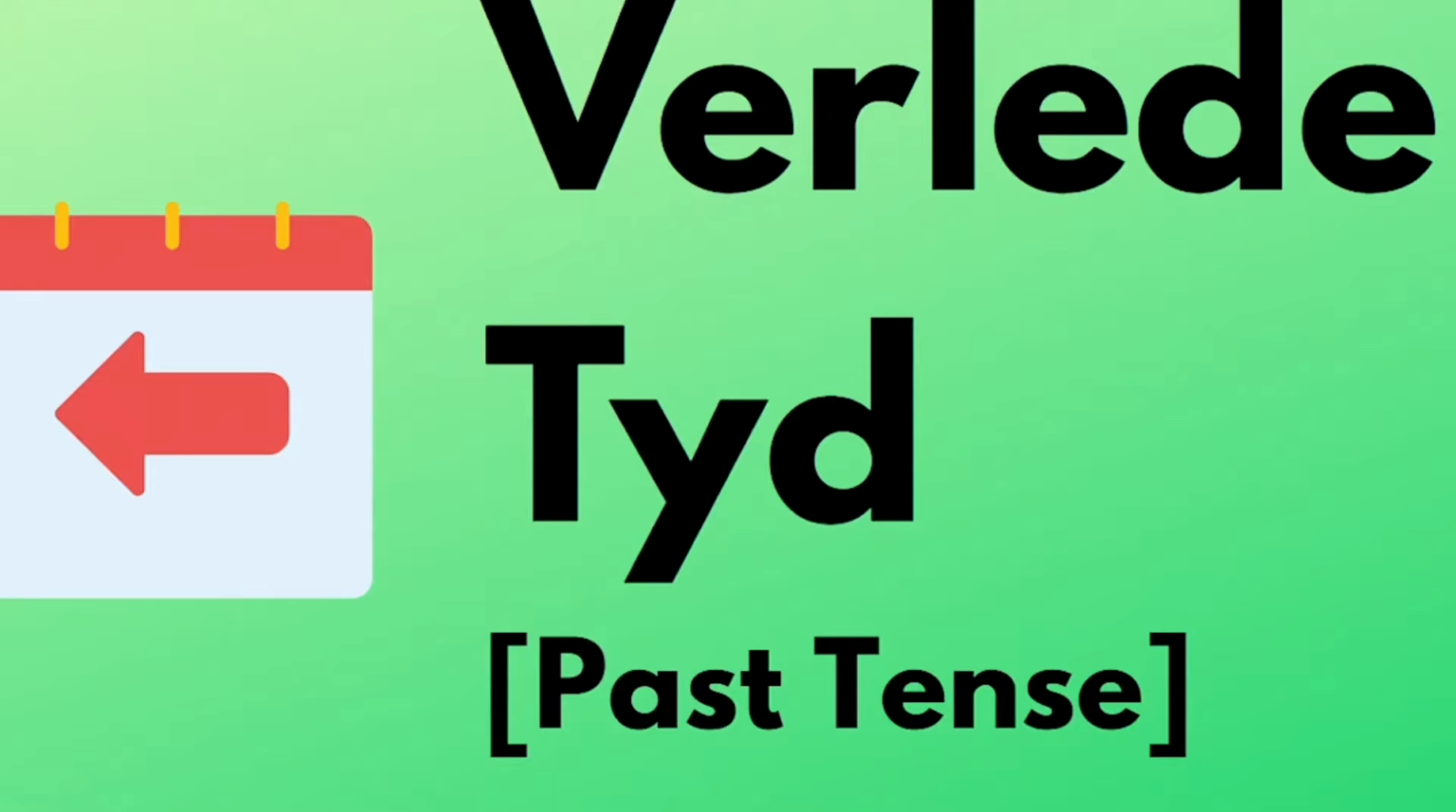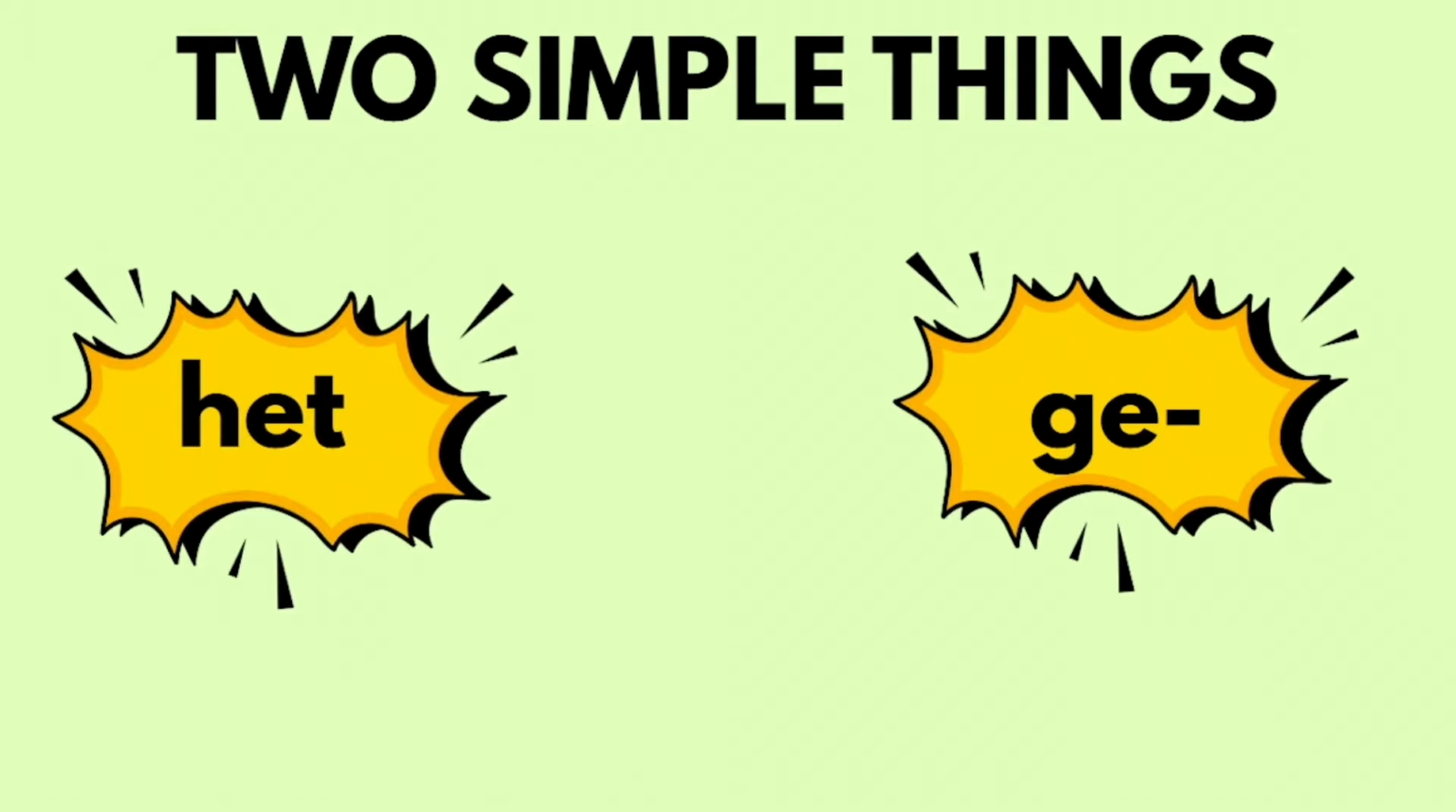So today we're going to be looking at verlede tyd and we're going to keep this lesson very short and sweet because it is actually super simple to do past tense in Afrikaans. You just need to remember two simple things, and that is the words het and ge. So het means something has happened and ge means something, okay, they both mean that something has happened, but ge being used as a prefix to the main verb suggests that something happened in the past.